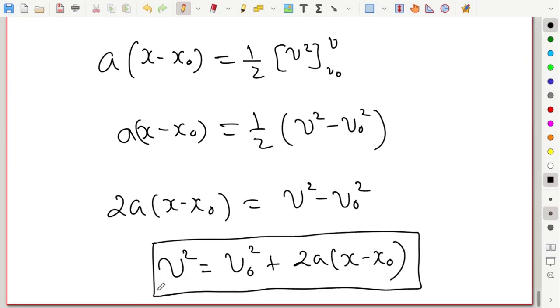Okay, so we have derived the 3 equations of motion using integral calculus. For that we only require the definition of acceleration and velocity. If we have just that, we can derive the 3 equations of motion. Okay, so with this I'll wind up this class. Using this, in the next future class we can solve problems. Okay, so I'll stop here. Thank you.